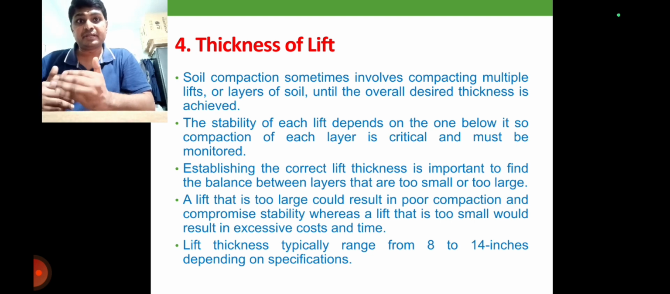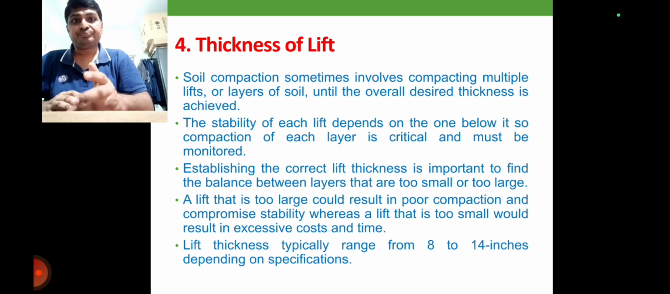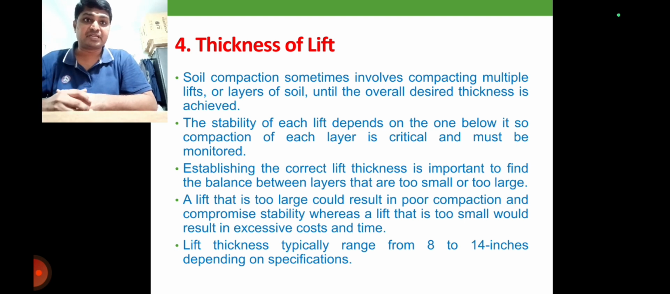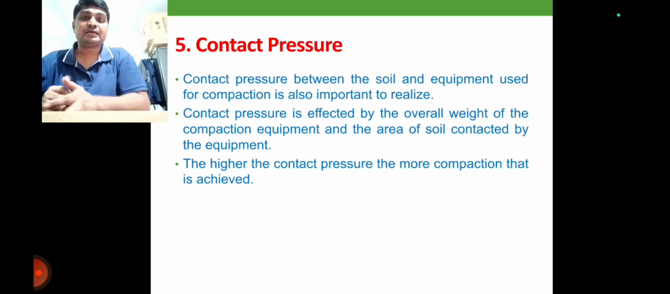The establishment of the correct lift thickness is important to find the balance between layers that are too small or too large. A lift that is too large could result in poor compaction. A lift that is too small will result in good compaction. Generally the lift thickness typically ranges from 8 to 14 inches depending upon the specifications. So that is another main factor affecting soil compaction.